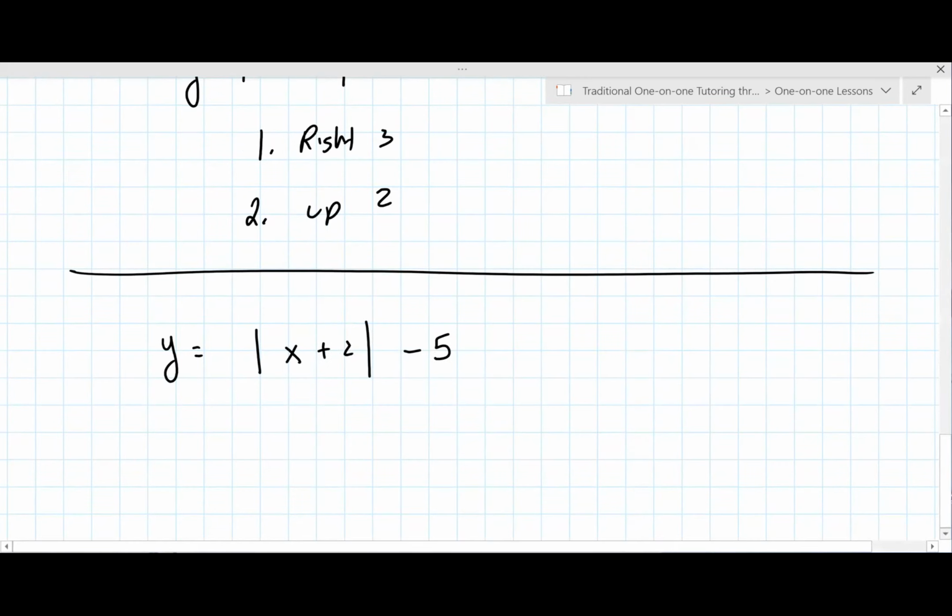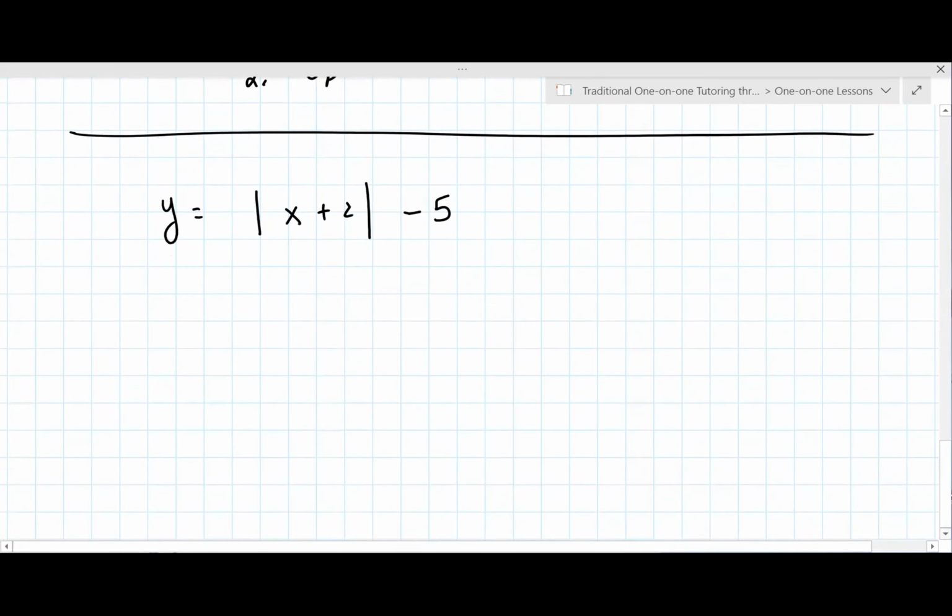Okay, could you try this one, please? Yeah. Left 2, down 5. Left 2, down 5. Left 2, down 5. Perfect. All right, very good. So does this graph open up or down?